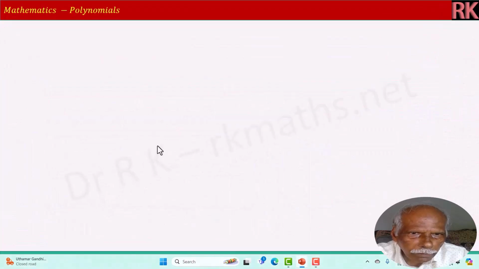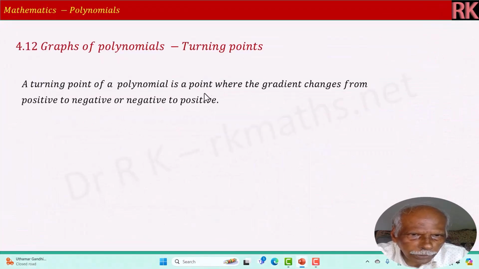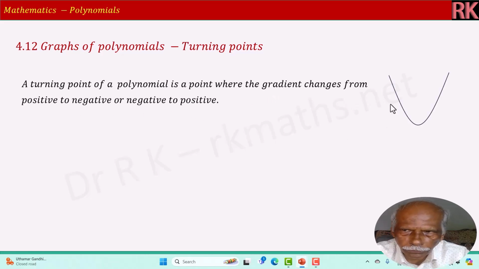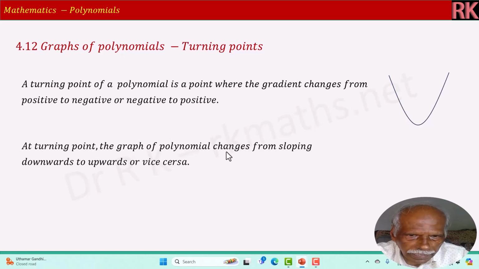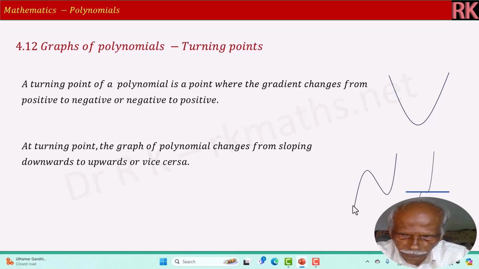Now we will see turning points. A turning point of a polynomial is a point where the gradient changes from positive to negative or negative to positive. See, it is negative and positive. At a turning point, the graph of the polynomial changes from sloping downwards to upwards or upwards to downwards. It is vice versa. So upwards and downwards and upwards.